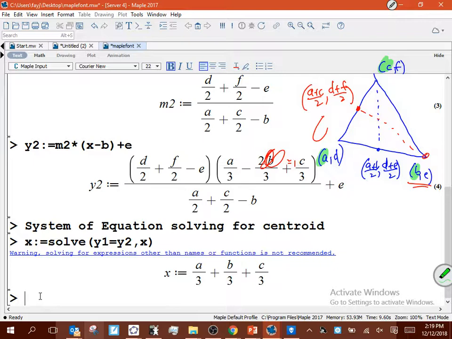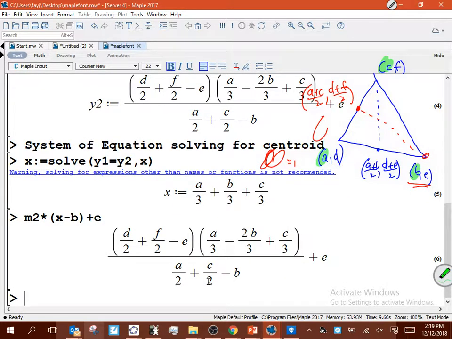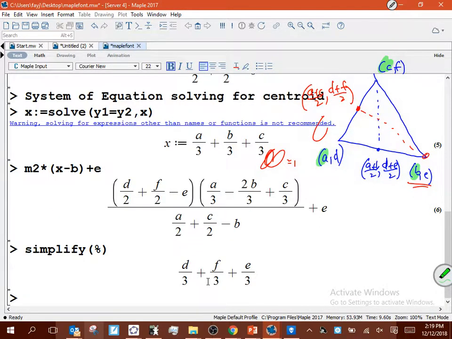I'm going to say, should I write Y2? All right, should we do it this way? I'm going to say just M2 times X minus B plus E. And now, wherever it sees X, it's going to plug this thing in. I get that. Now, that's ugly, okay? But if I ask it to simplify that, and this is how I recall the previous line, it gives me D plus F plus E all over 3.